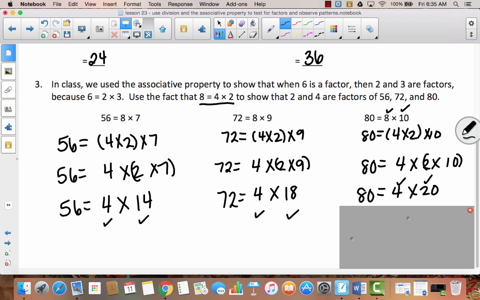So remember, if you wanted to know if 4 was a factor of 56, you could use the associative property. You could say to yourself, well, I know 8 times 7 is 56, and I know 4 times 2 is 8, so yes, it is. Or you could use division. Remember, you can always use that strategy.